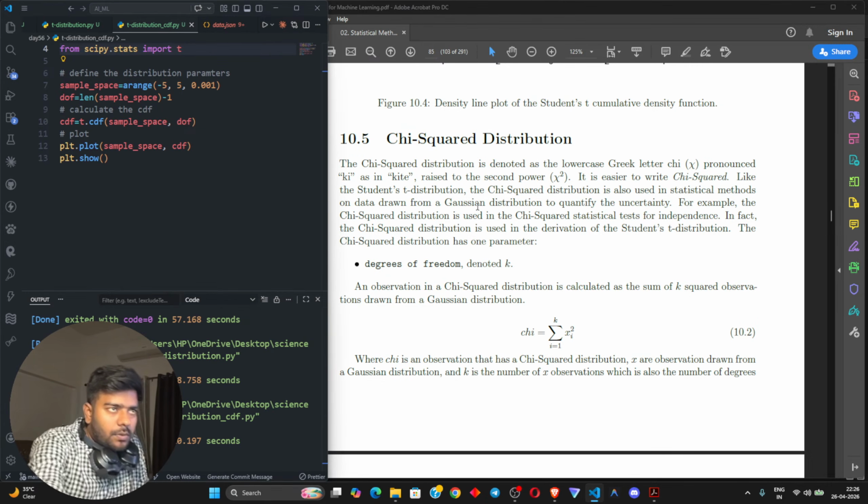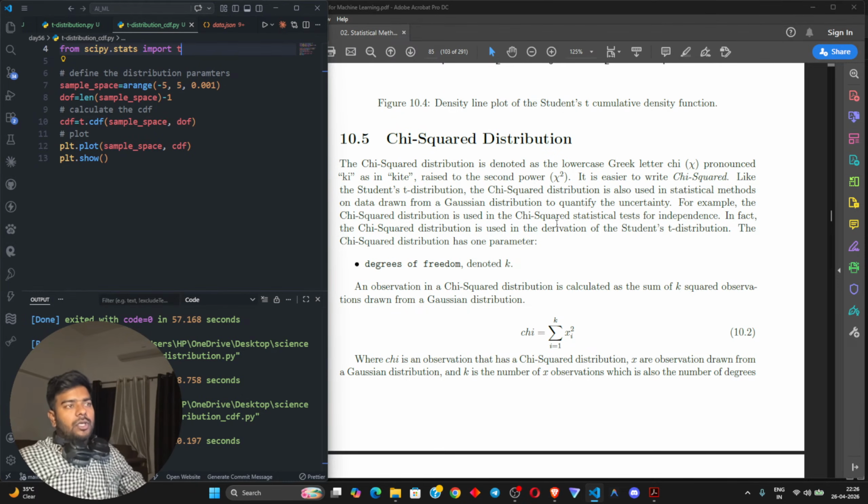Chi-square distribution. The chi-square is denoted by the lowercase Greek letter chi, as in chi raised to the second power, χ². It is easier to write k squared. Like the student's t distribution, the chi-square distribution is also used in statistical methods on data drawn from the Gaussian distribution to quantify uncertainty.